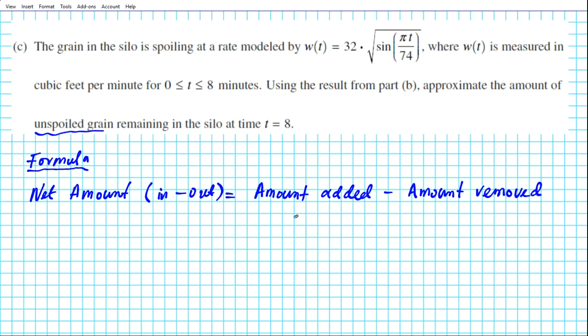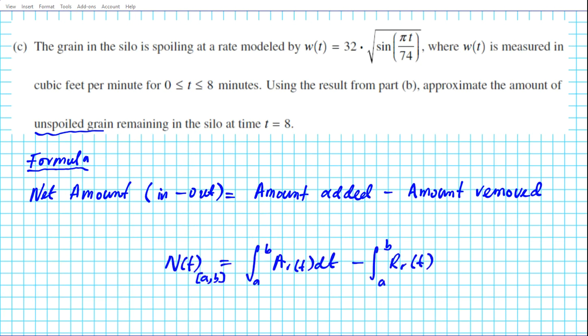Now if you're given the rates and you want to find the amounts, then you have to accumulate the rates over the intervals. Okay, so we're going to call the net amount N of t. The net amount is going to be the integral from A to B of the add rate, minus the accumulation from A to B of the removal rate. So let's call the removal rate R sub R of t.